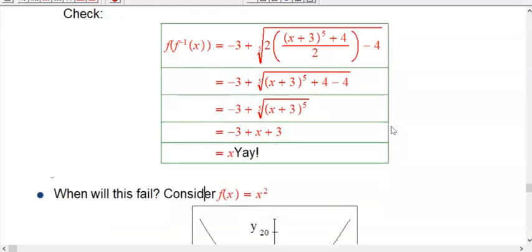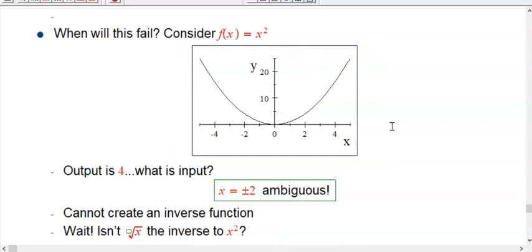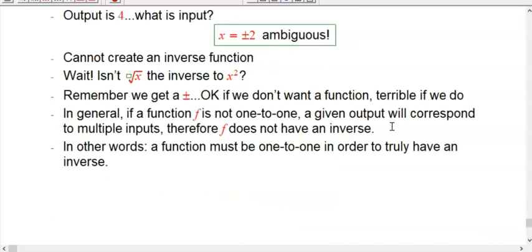You might have been like, why is he starting with weird roots? Why not start with x squared? This is why: it's not one-to-one. It does not truly have an inverse.